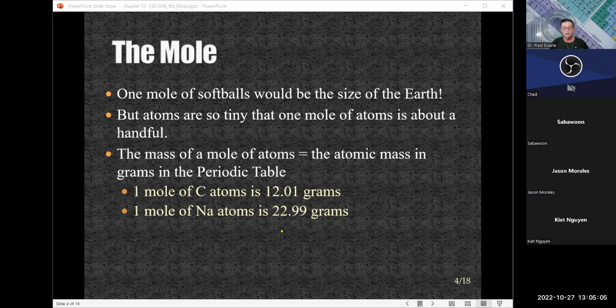A mole is simply nothing more than a number, just like a dozen. With a dozen, we have a number, it means there are 12. It just so happens that the mole is a very large number. To give you an idea of how big that is, if you had a mole of softballs, altogether they would be the size of the Earth. So it's pretty hefty, but atoms are extremely tiny. It's really mind-boggling when we think about the size of the atom with respect to all around us.